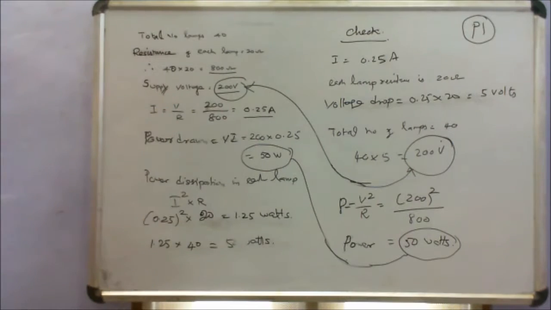Therefore, for 40 lamps, 1.25 into 40 we will get 50, that is 50 watts. This is 50 watts.